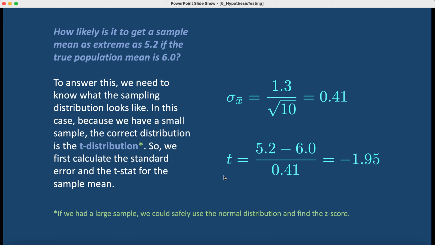Then we find the t-score, in this case, the difference between the sample mean and the hypothesized population mean, so 5.2 minus 6.0, and then divide by that standard error. It gives us a t-score of minus 1.95. Now, if we were using the normal distribution, this would be the z-score, but we're going to use the t-distribution because we're estimating this standard deviation and we have a small sample.